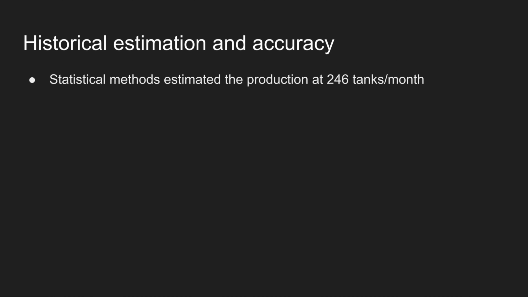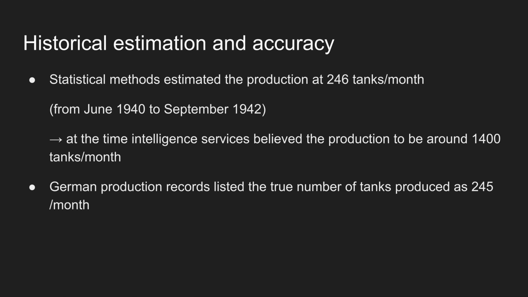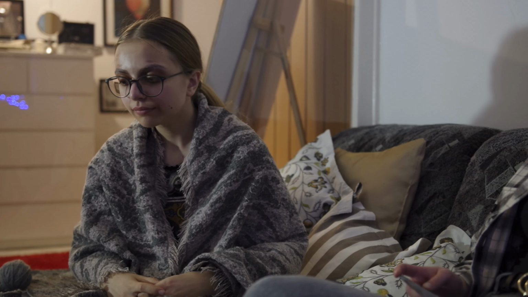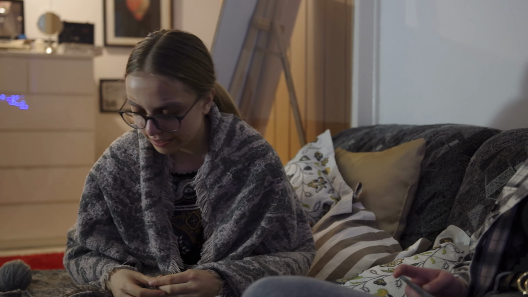The statistical methods estimated the production at 246 tanks per month between June 1940 and September 1942. At that time, intelligence services believed that the production was around 1,400 tanks per month. Afterwards, the German production records listed the true number of tanks produced as 245 per month. Oh, that was a really good estimation, wasn't it? Yeah, I calculated it. Of course, it was a good estimation.